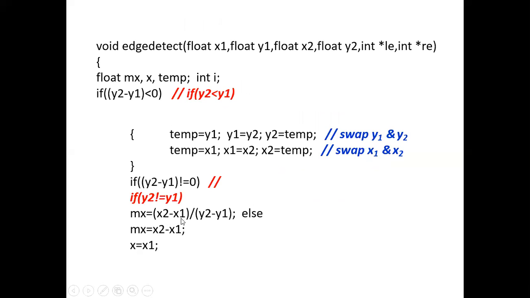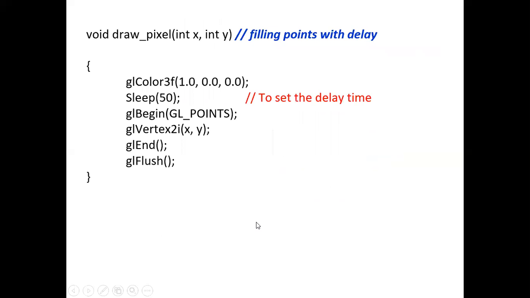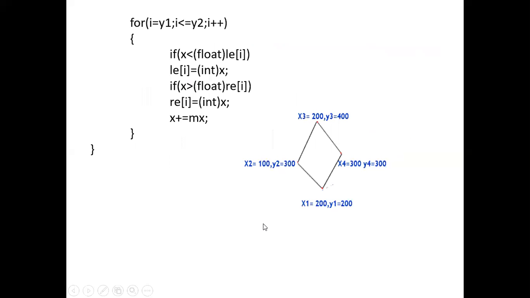So mx will be equal to x2 minus x1 divided by y2 minus y1, which we got as minus 1. Else we are just taking x2 minus x1, because y1 is equal to y2. If I take this case from 300 to 300, here y1 is equal to y2. In this polygon we are not having a case where y1 is equal to y2.